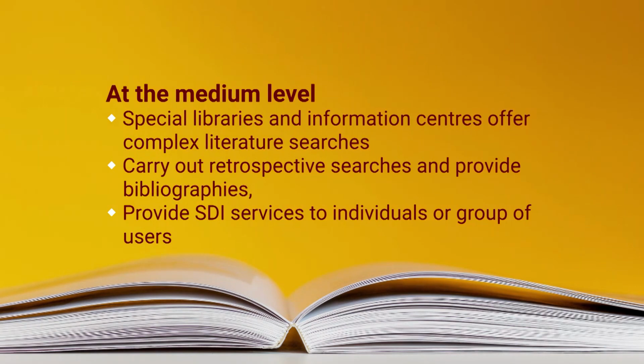At the medium level, a library tries to develop some degree of value addition. At the medium level, special libraries and information centers offer complex literature search. Complex literature search is a kind of subject-based query where one has to search various types of documents from various sources, and then produce a bibliography or a report for a person's consumption. So that's how complex literature search works.